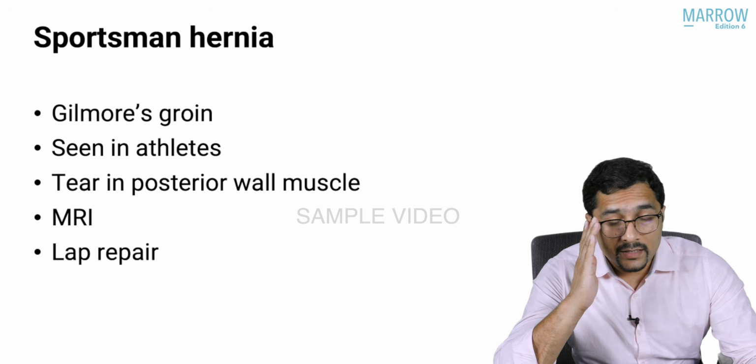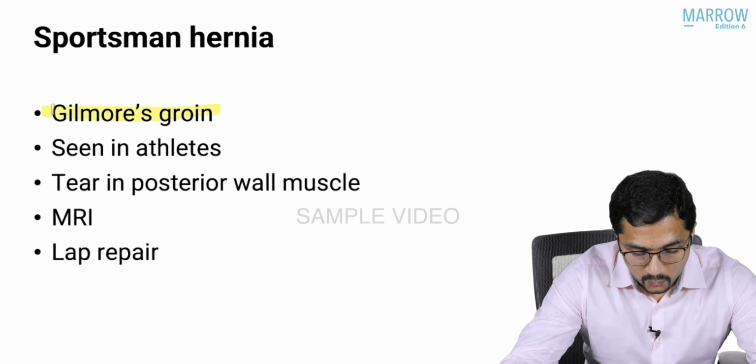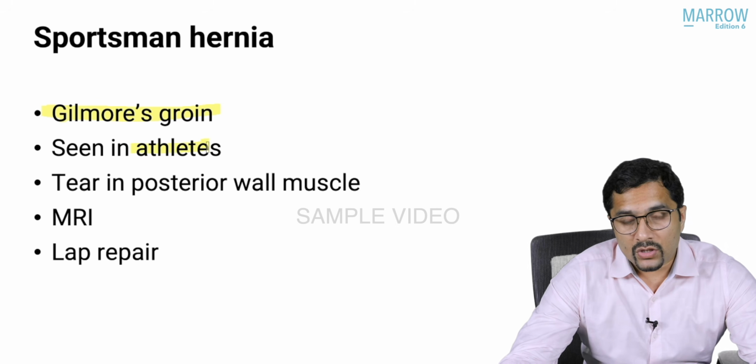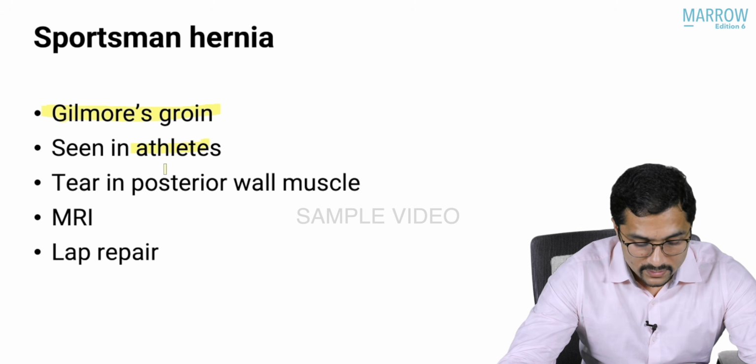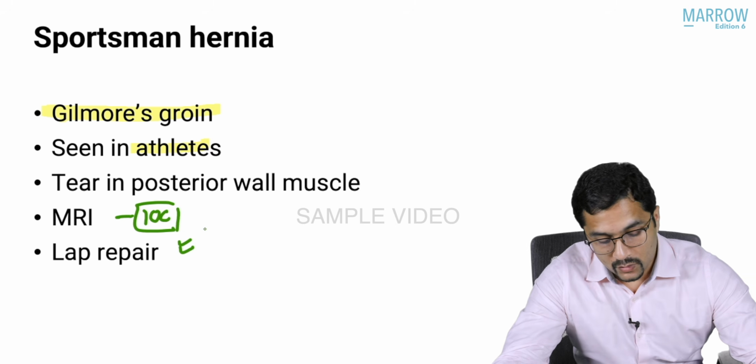Sportsman's hernia was asked last to last year in the exam. This is also known as Gilmore's groin or athlete's groin. Seen in athletes, it is usually because of a tear in the posterior wall muscle. The investigation of choice here is MRI, and we have to carry out a laparoscopic repair.